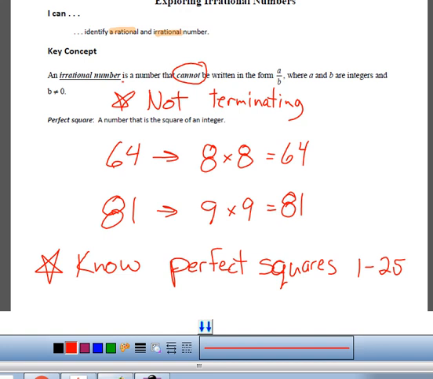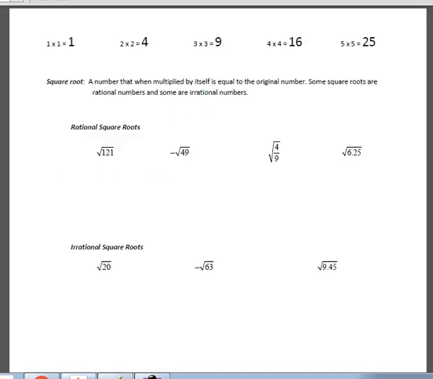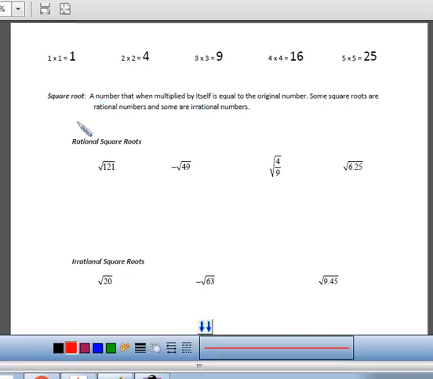Okay, so now on to page 10. There are some examples of perfect squares up at the top. Now, here's something you may not have heard, but many have: square root. The square root symbol looks like that. You'll see it on your calculator. It is a number that, when multiplied by itself, is equal to the original number. Some square roots are rational numbers, and some are irrational numbers. The irrational ones are the ones that are not perfect.